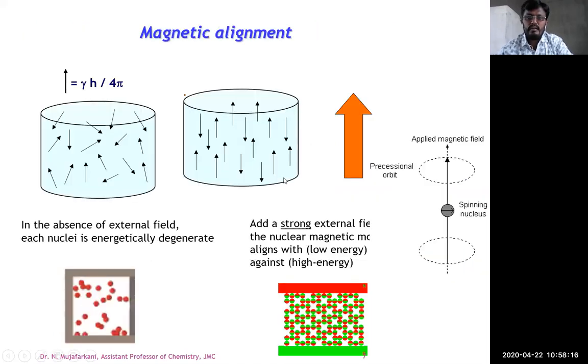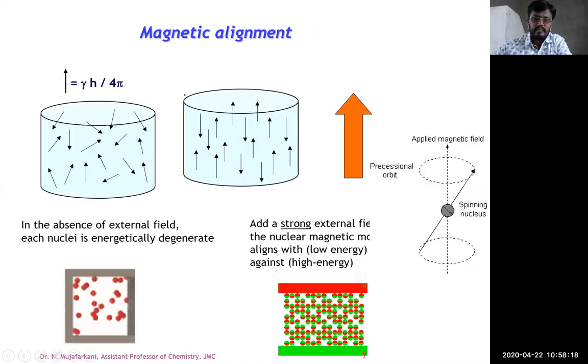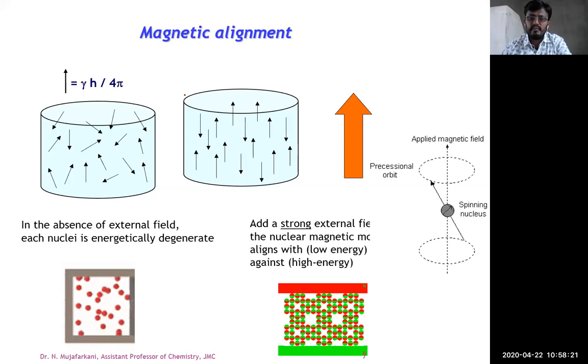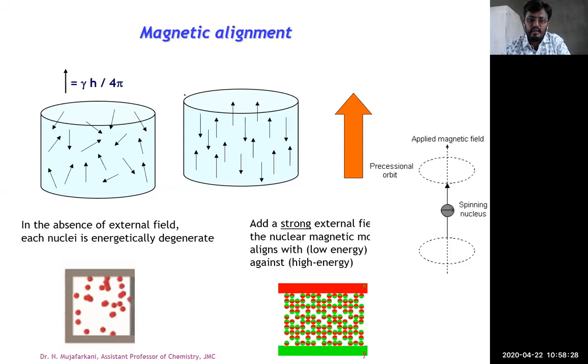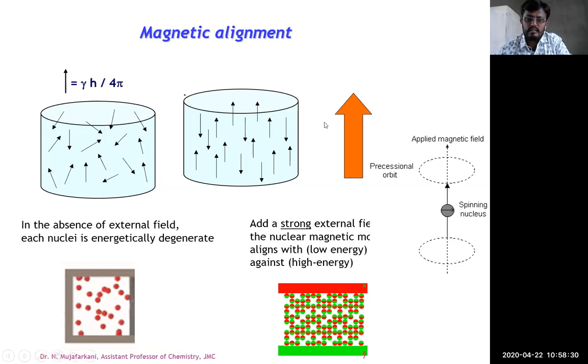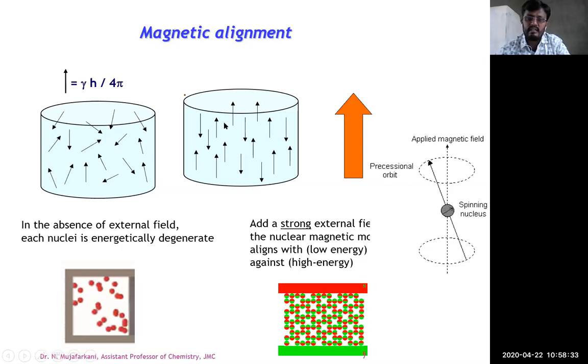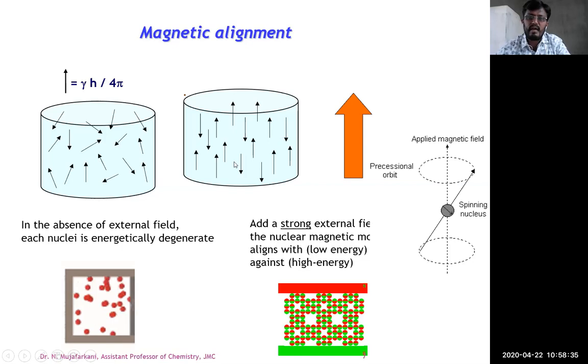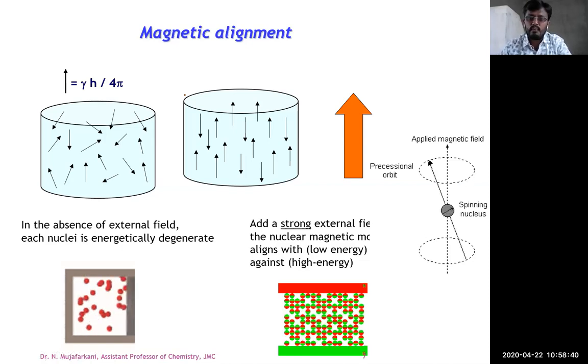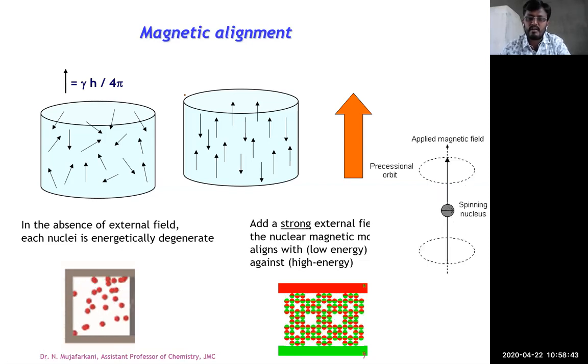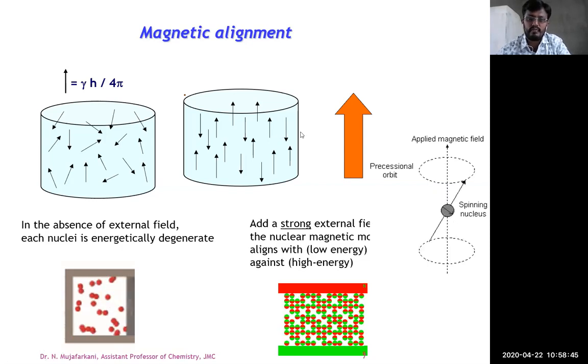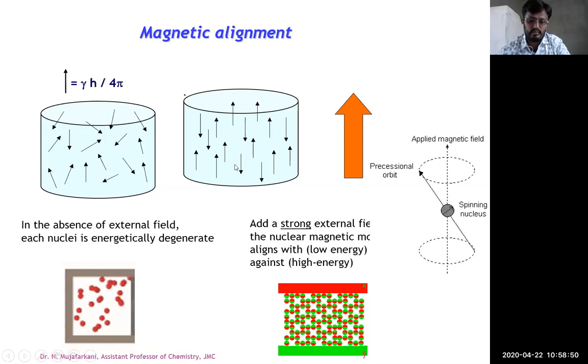Spinning of the nucleus gives a magnetic alignment. In the absence of an external field, the nuclei are energetically degenerate. There is no particular direction. By applying the magnetic field, the external magnetic field may provide orientations. One is aligned with the applied magnetic field, or opposed to the applied magnetic field. This is aligned with the applied magnetic field. This is opposed to the applied magnetic field.